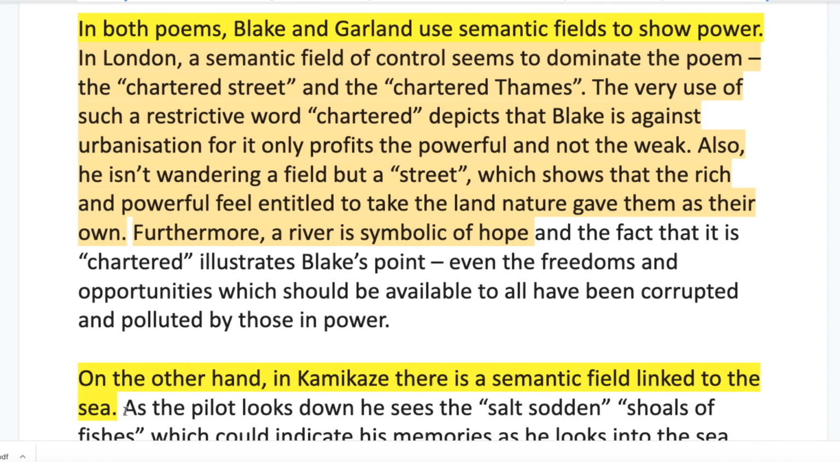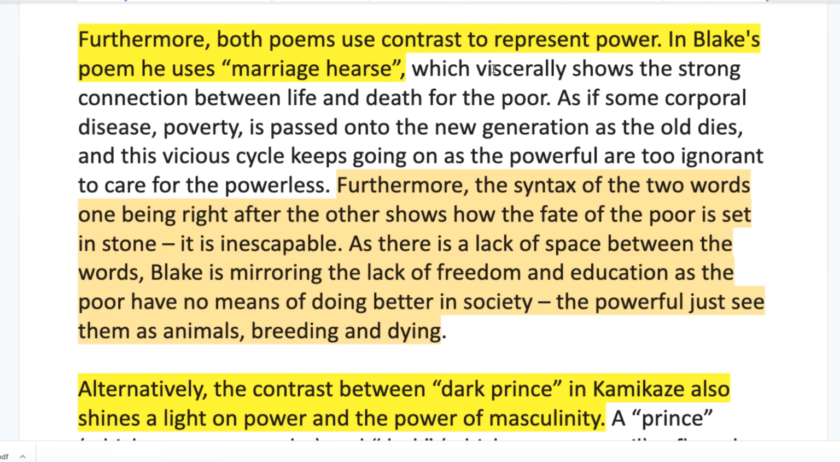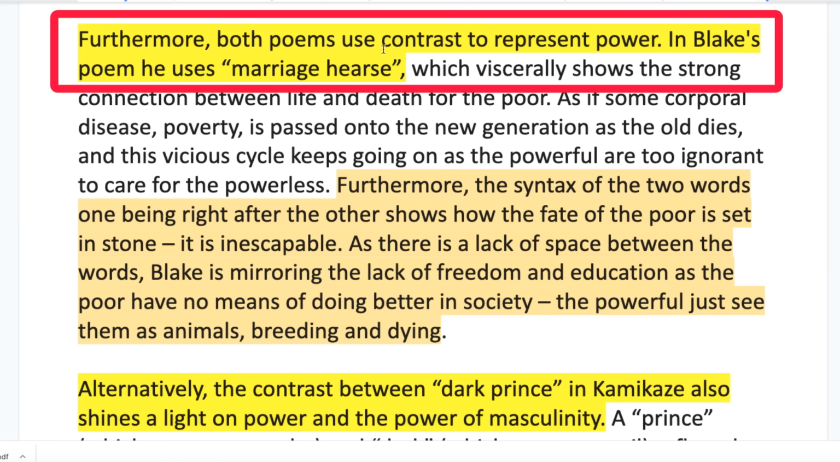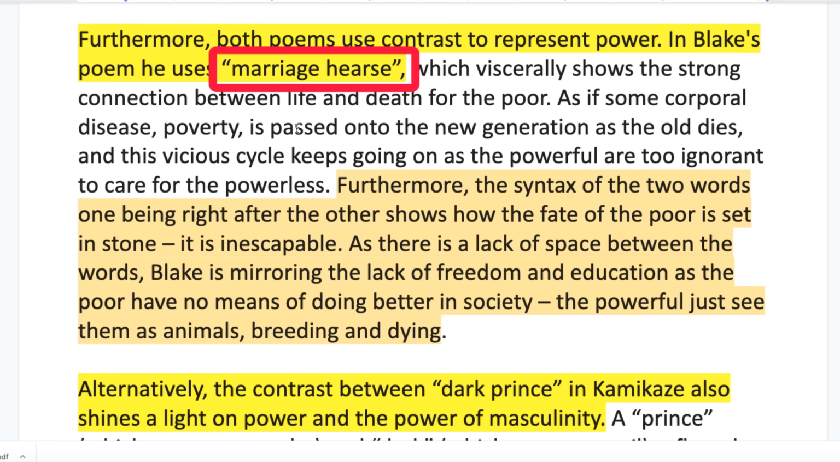The next technique he knows he wants to focus on is the use of contrast. That's really useful for you as well because every single poem you study will use this technique. So this is something you can definitely prepare in advance. Of course, he's already pre-prepared the quotation he wants to use, the marriage hearse, that will illustrate that contrast.